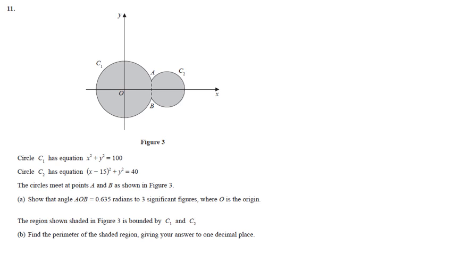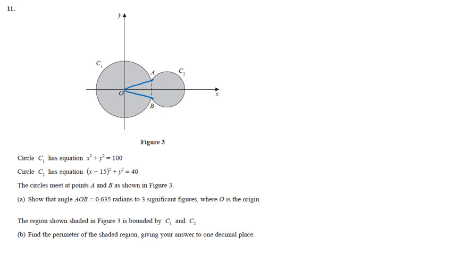So we've got some circles to deal with now. We're given the equations of both circles: x squared plus y squared equals 100 for circle 1, so that's centered on the origin and has a radius of 10. The other one has a radius of root 40 and is centered at x equals 15, y equals 0. We're told that the circles intersect at the points A and B. So show that angle AOB is 0.635 radians.